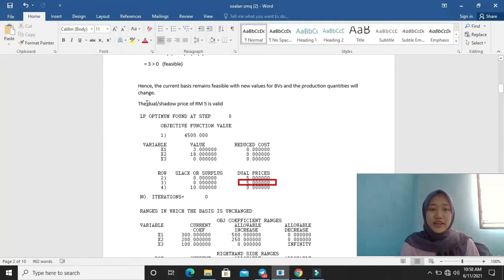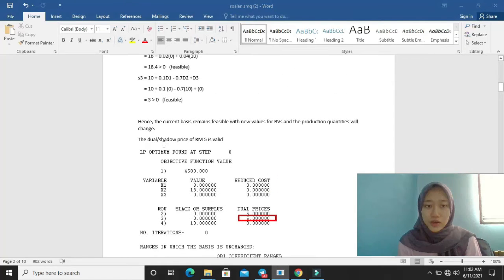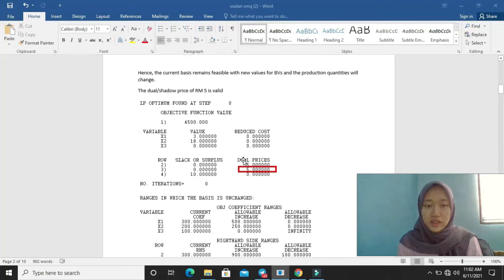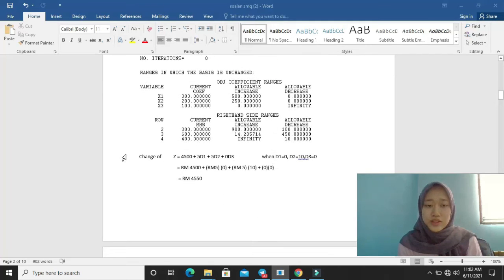Alright, so then the current basis remains feasible with the new values for BVs, and the production quantities will change. We know that the dual or shadow price of 5 ringgit is valid. We can check it in this window: in row 3 the dual price is 5. And we need to know the change of z, the objective function.